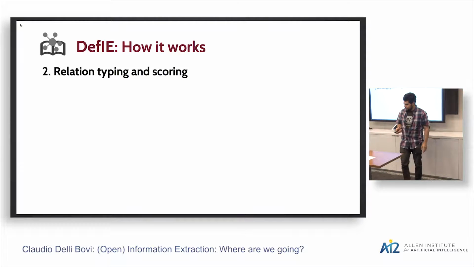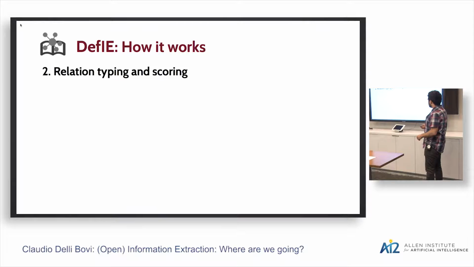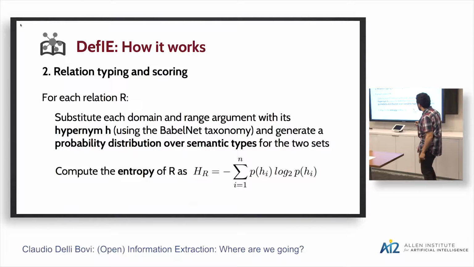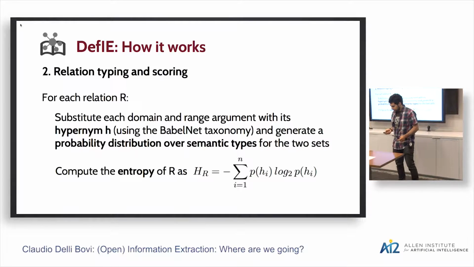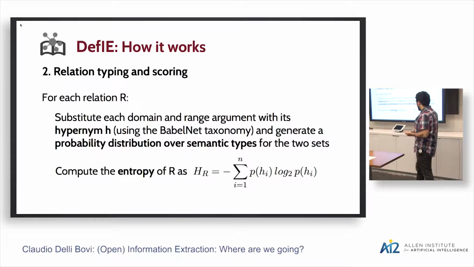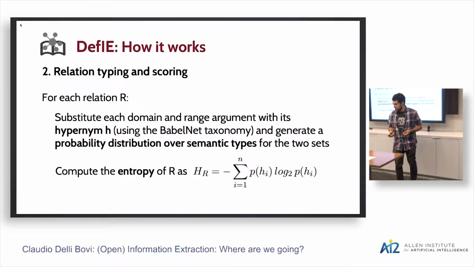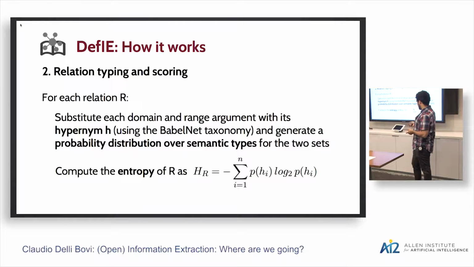So, in order to type this relation, since we have argument pairs that are disambiguated, we use BabelNet to retrieve for each argument its hypernym, and then we construct for each domain and range a probability distribution by simply counting all those hypernyms and normalizing. And this probability distribution, besides giving us a distribution over semantic types for the two sets, we could actually use to have an idea of whether the relation is good and how good it is by looking at the entropy.